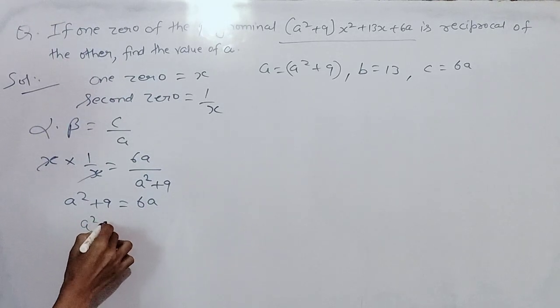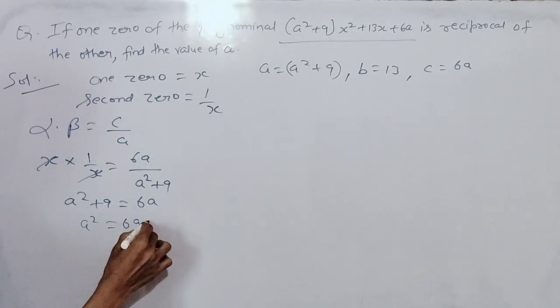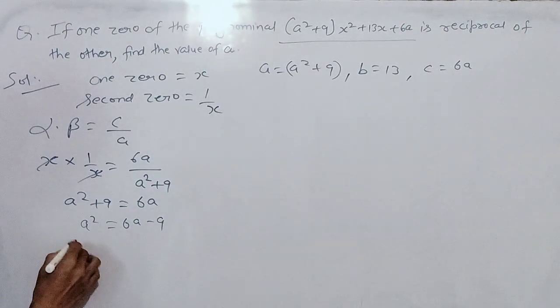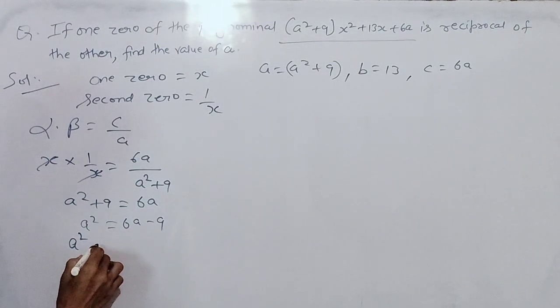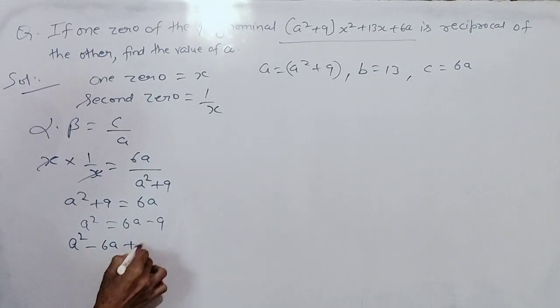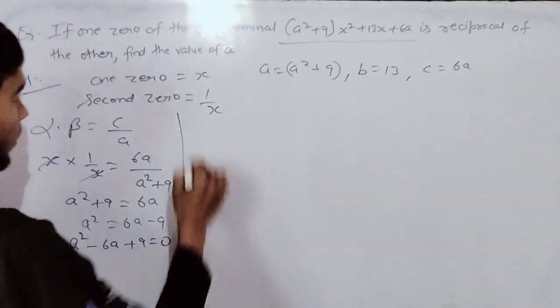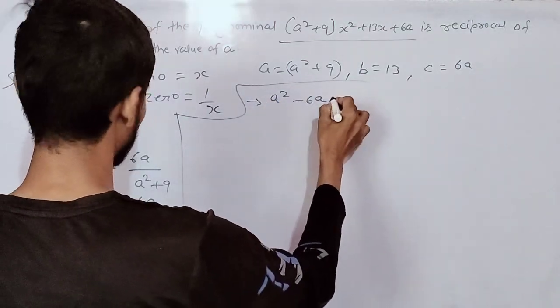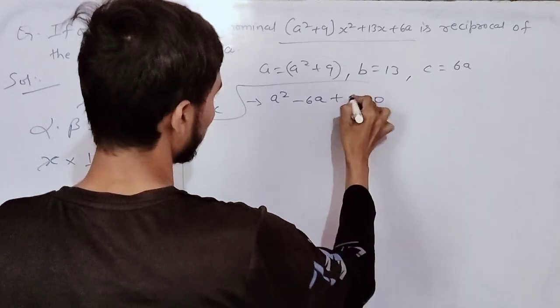Now a square and 6a minus 9. Here we are getting a quadratic equation. a square minus 6a plus 9 is equal to 0.